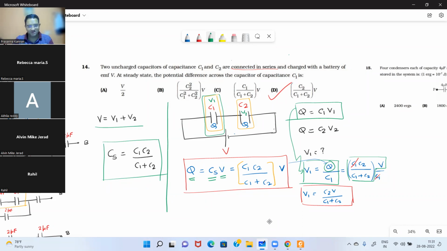So basically, if the question is given when two capacitors are connected in series, then directly you can take, if you want V1, what you do is take the other capacitance. What is the other capacitance? C2. C2 multiplied by the total voltage V, divided by the sum of the capacitances. That's all.